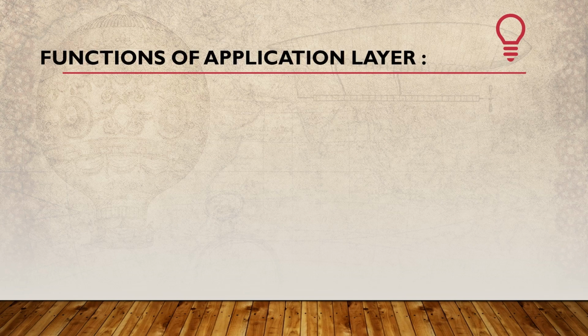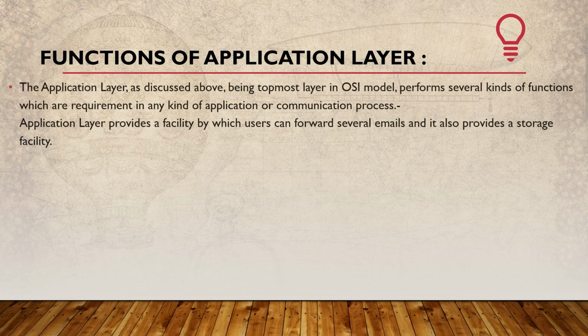Now let's see the functions of the application layer. See, we already discussed, this is the topmost layer in the OSI model. It performs functions required by the kind of application or communication process. The application will be representing the data after processing from the application layer. Whatever we are seeing, that is the application layer only. Whatever we are visualizing, whatever the end user is using, that is completely from the application layer.